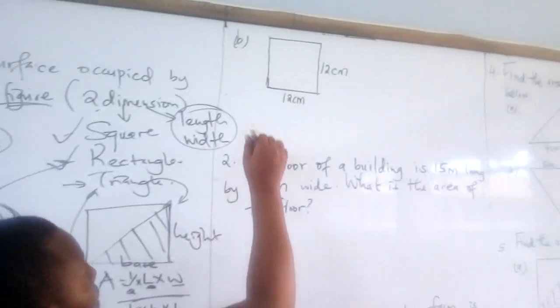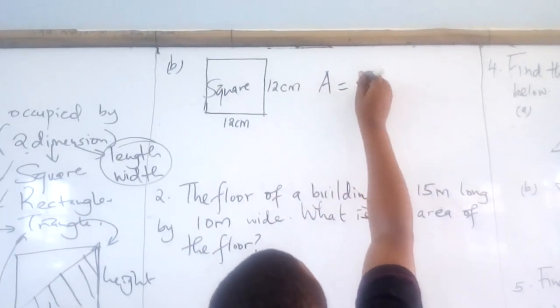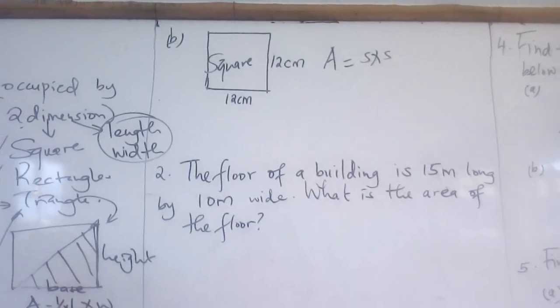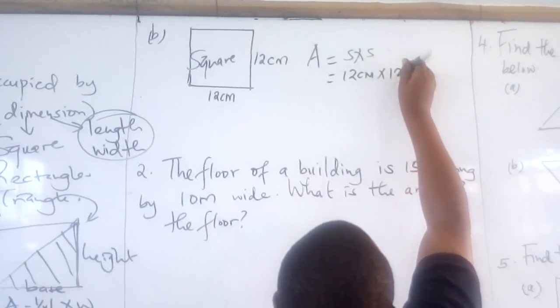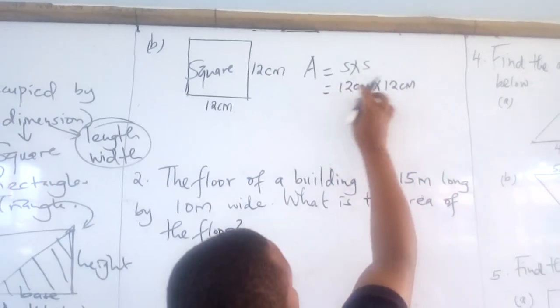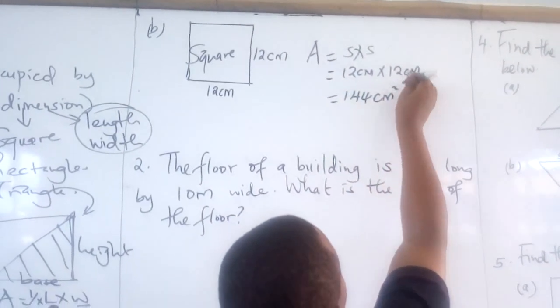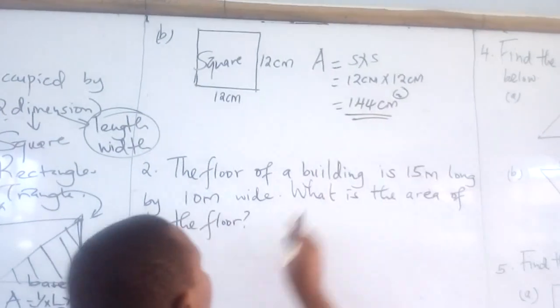If you look at this, this is a square. We have said that the area of a square is equal to side times side. One side is 12 centimeters, the other side is 12 centimeters. So 12 times 12 is 144 centimeters squared. Don't forget that, because that is the unit of area.